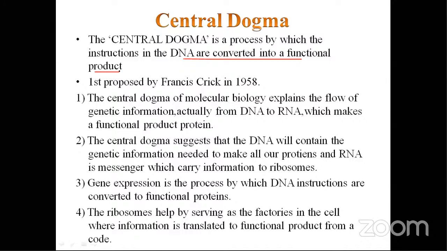The central dogma concept was given by Crick. It was proposed by Francis Crick, and Crick has another important role: he gave the DNA double helix structure, along with Watson. And the central dogma basically tells you how DNA gets transcribed and in which direction the information should pass on.